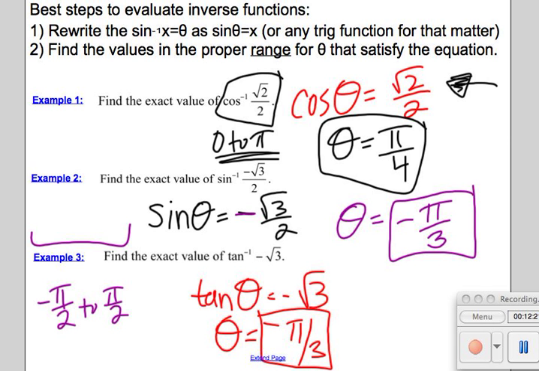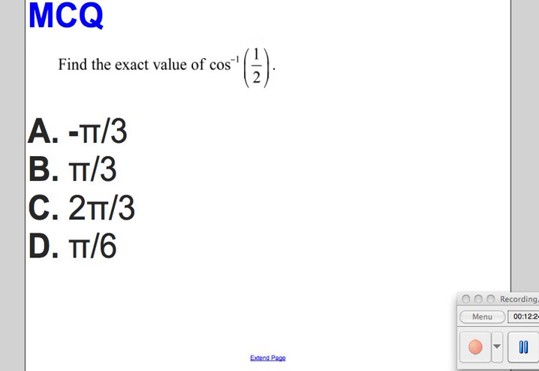Now here's your first question for your checkpoints, your multiple choice question. Take a moment to solve this, and then continue watching the video.